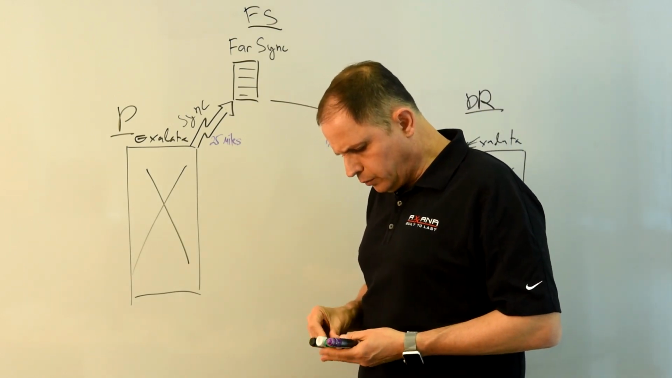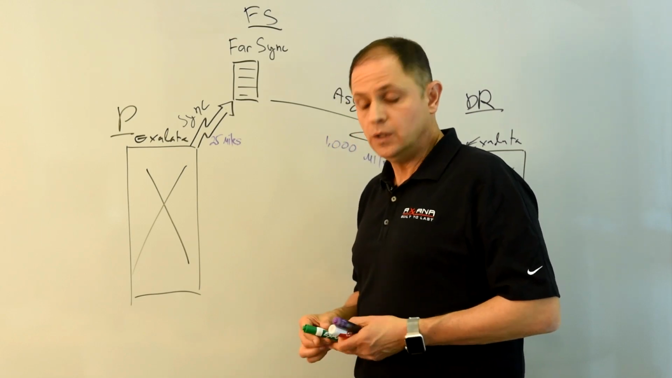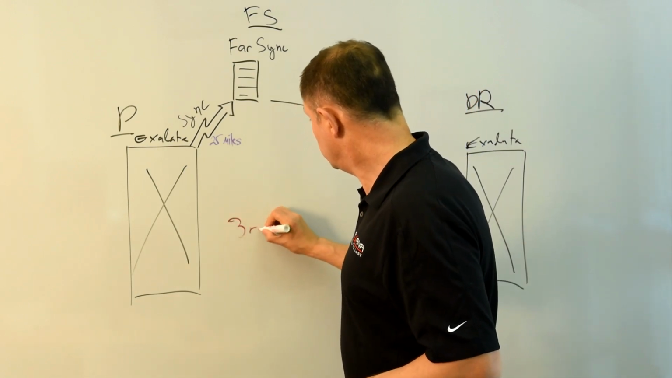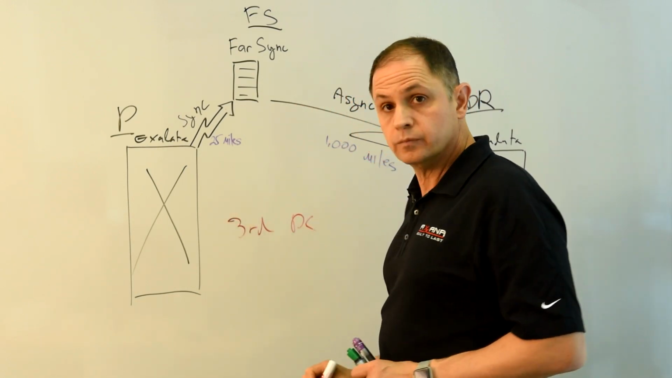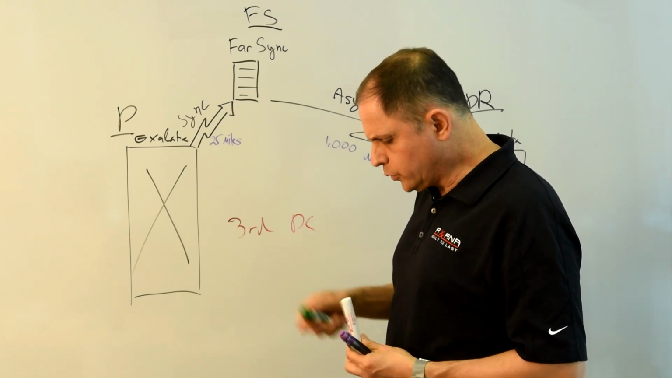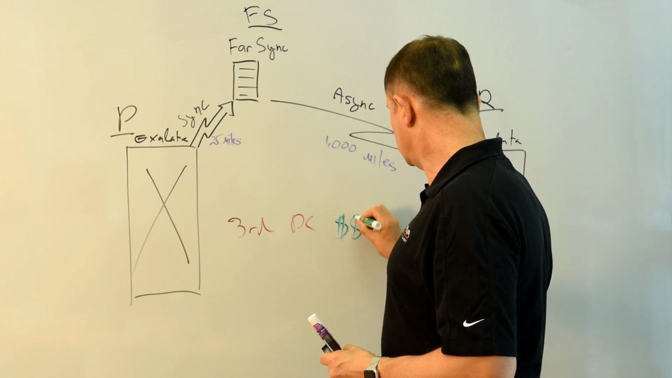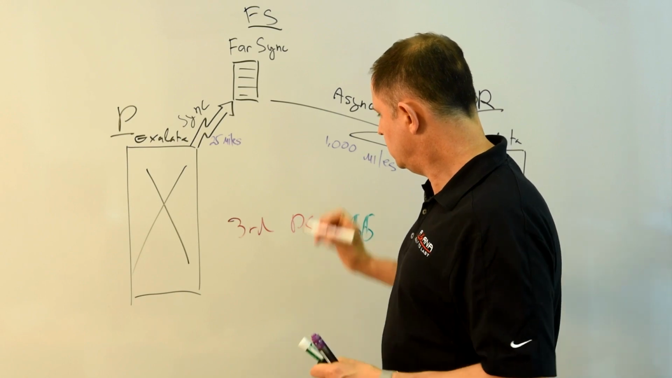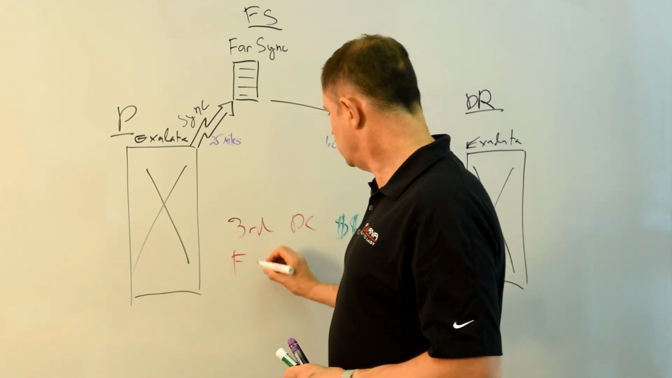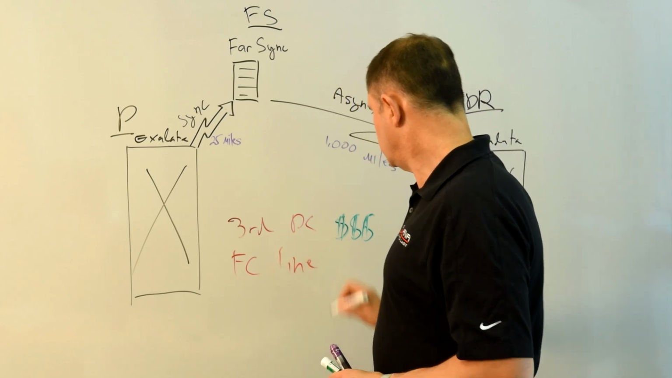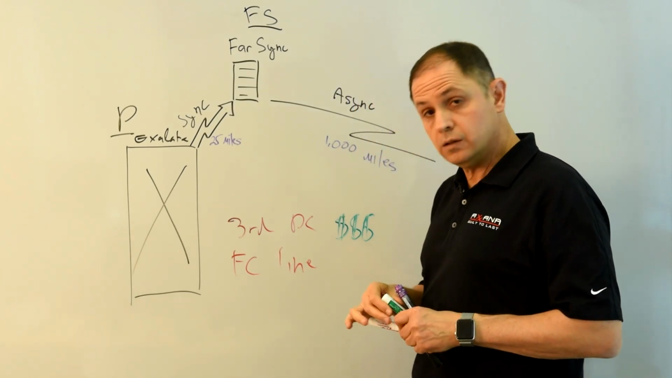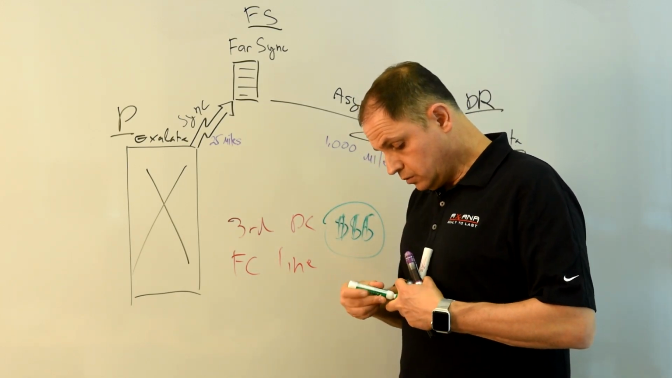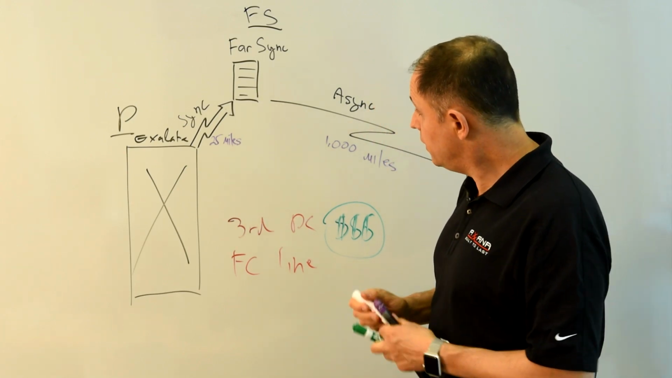But what are the challenges? What is the problem with this scenario? You have to have a third data center, which is extremely costly. You have to have a fiber line between the data centers, which is again extremely costly. And you're dependent on that line.